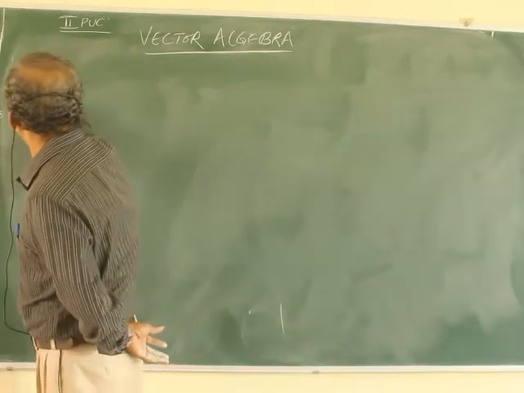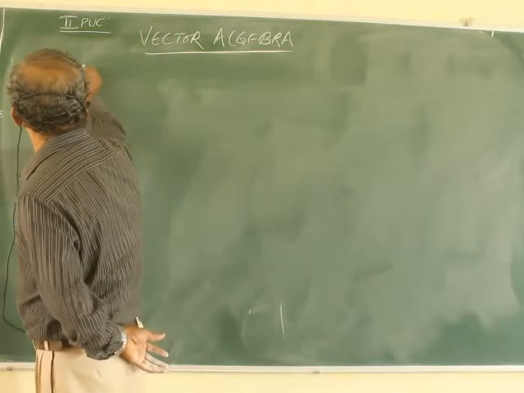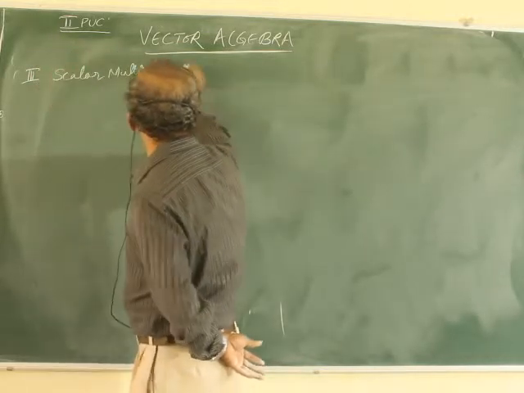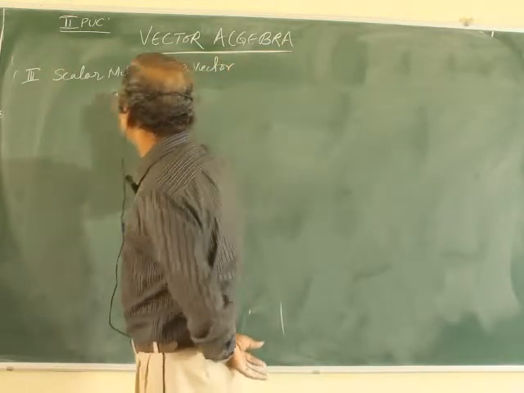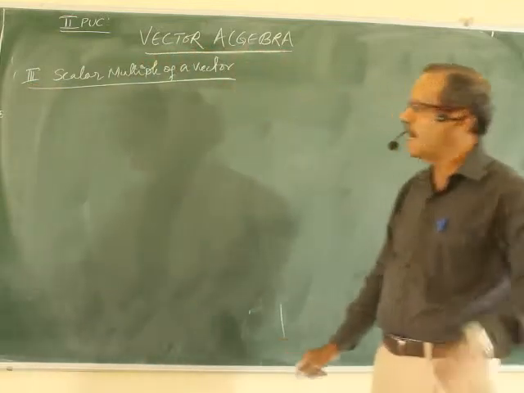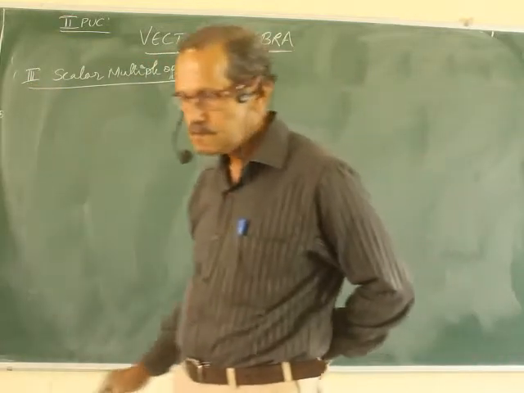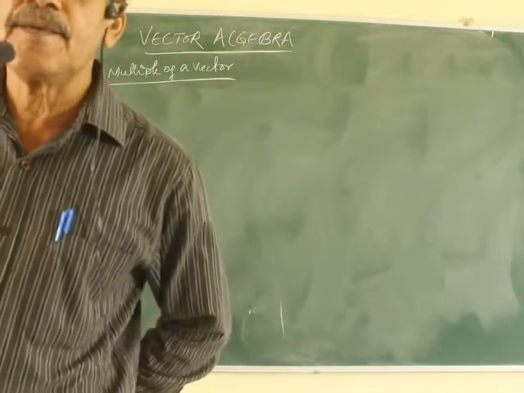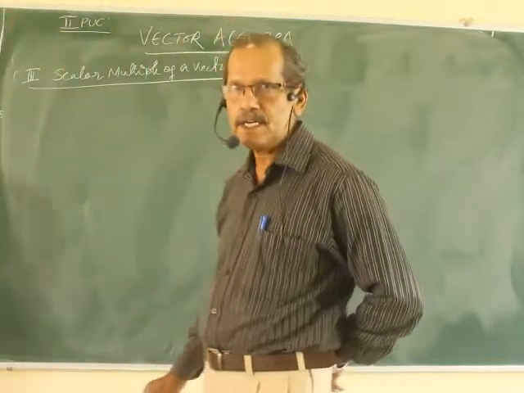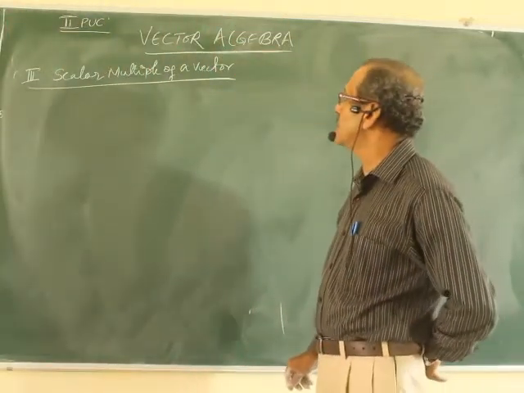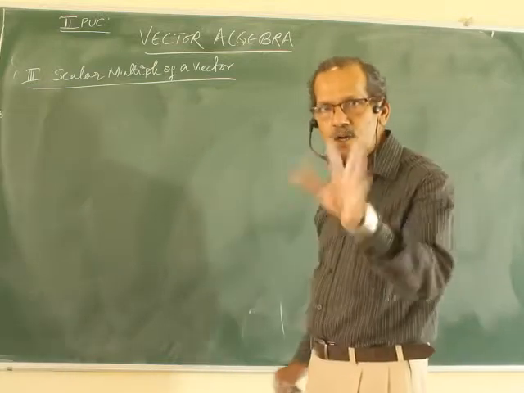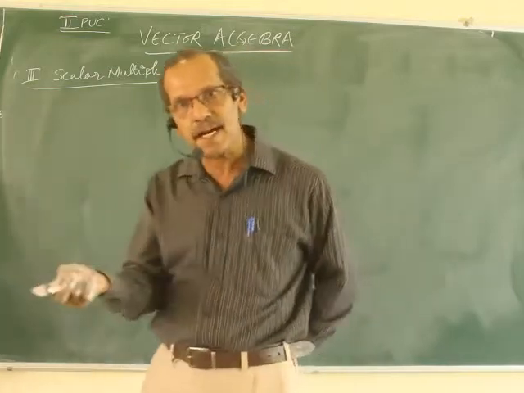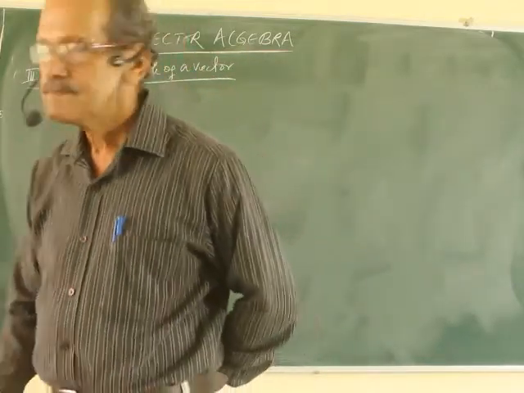Next, property number 3: scalar multiple of a vector. First one is addition of vectors. Second one is subtraction of vectors. Now the third one is scalar multiple of a vector. Scalar means a number, no direction. Multiple of a vector, so you are multiplying a vector by a number.